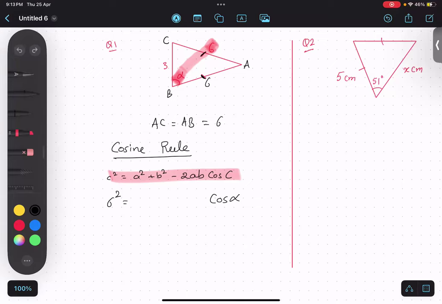Now, a I'm taking 3 squared plus 6 squared minus 2 bracket 3 bracket 6. That's it. Understood? Yeah. And you can use the calculator to find out alpha. And sir, if the angle is a tan angle... What do you mean by tan angle?